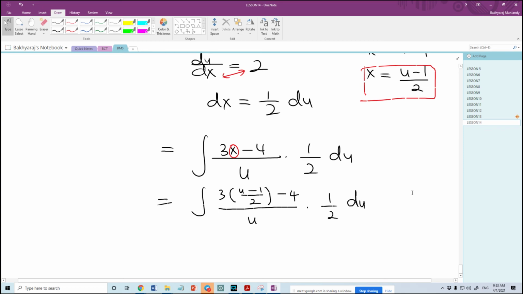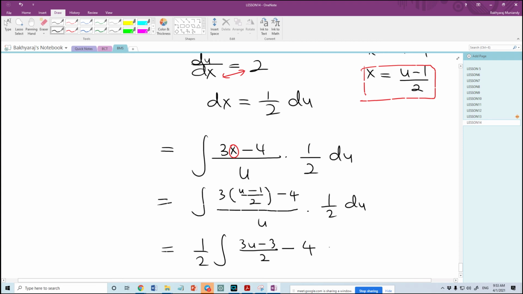Now, first the 1 over 2 is simply put out, easy to go. Better you put this 1 over 2 out of the integral, the 1 over 2 du. Put it outside, easier to go. Integrate, and then we expand: you get 3u minus 3 divided by 2, minus 4 over u du.